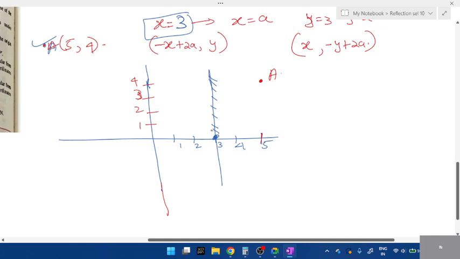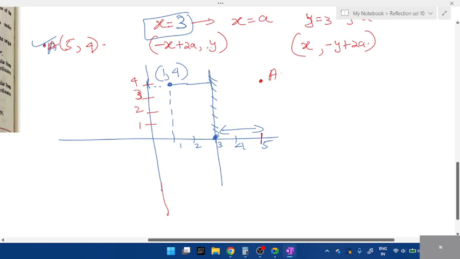Okay, now look at this distance. From 3 to 5, what's the distance? 3 to 5? 2 values, right? 2 units. So from this mirror, if I take 2, 1 and 2, where does the image fall? So what's the answer? 1 comma 4. This is how you actually solve whenever any value is given.